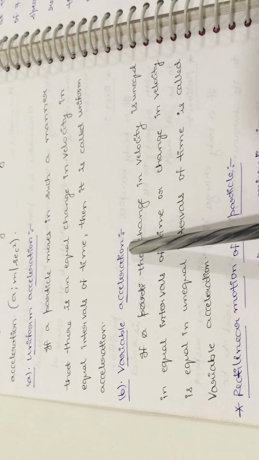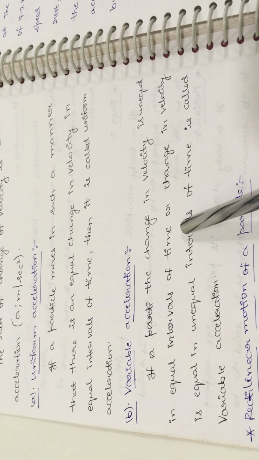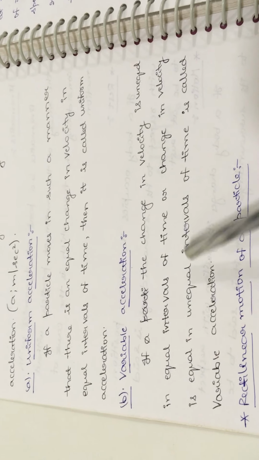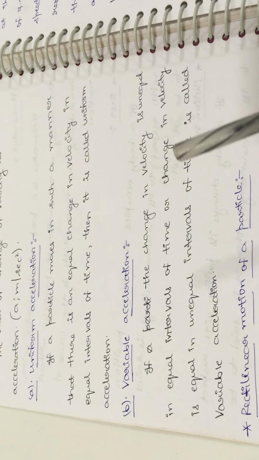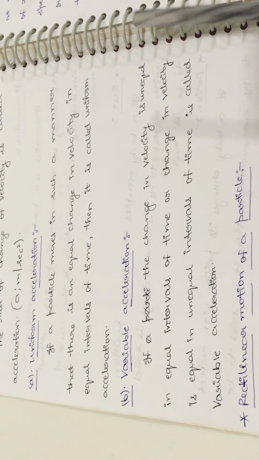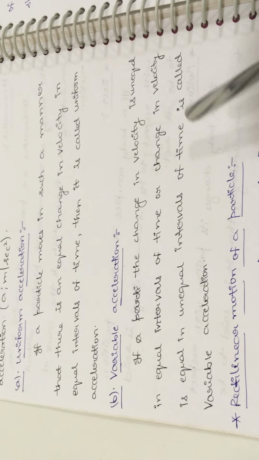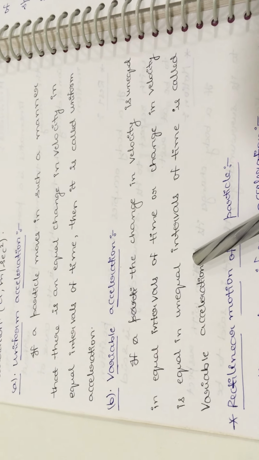Next, what is meant by variable acceleration? If the change in the velocity is unequal in equal intervals of time, or the change in the velocity is equal in unequal intervals of time, that is the opposite. One quantity should be equal, another quantity should be unequal, opposite terms. Then that type of acceleration is known as variable acceleration.